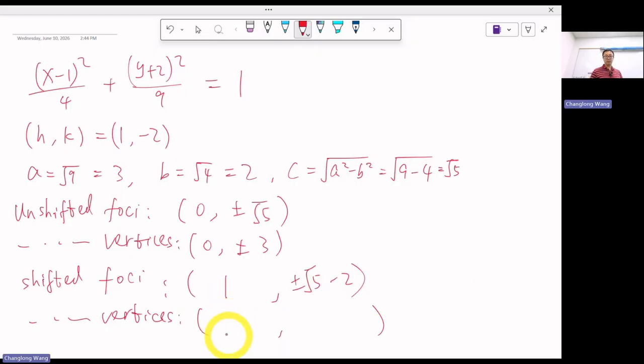What do I put for the horizontal axis coordinates? Should the vertex have the same x-coordinate as the foci? Okay, so because they line up, right? So it'll be 1, and you know what? It's even the same exact structure. That's all.